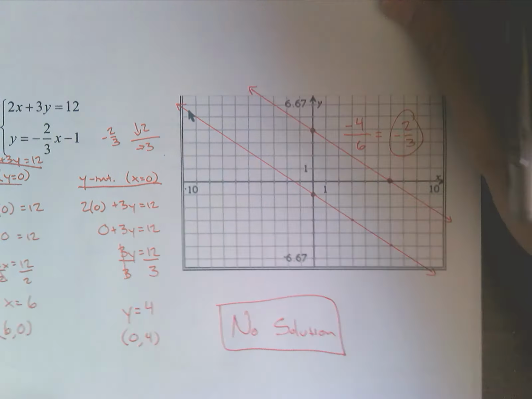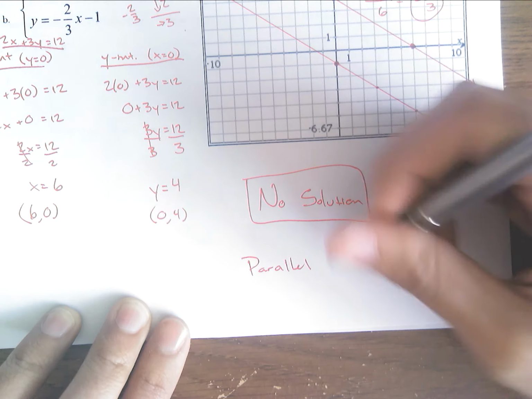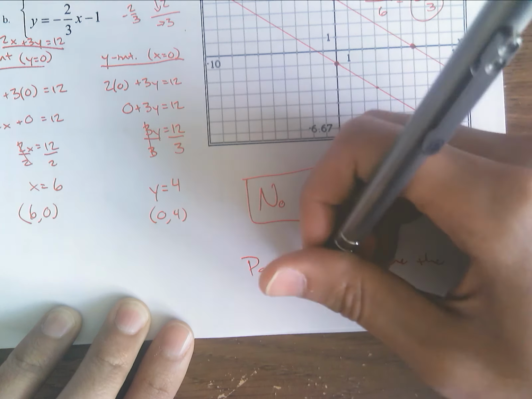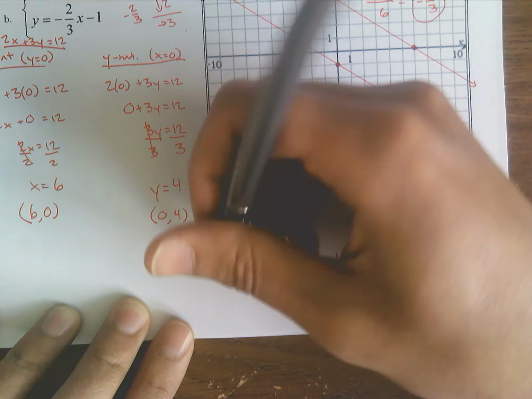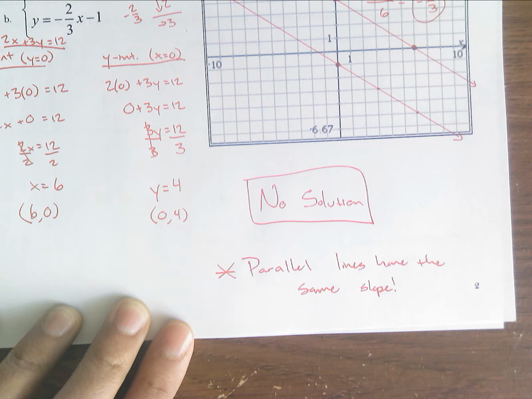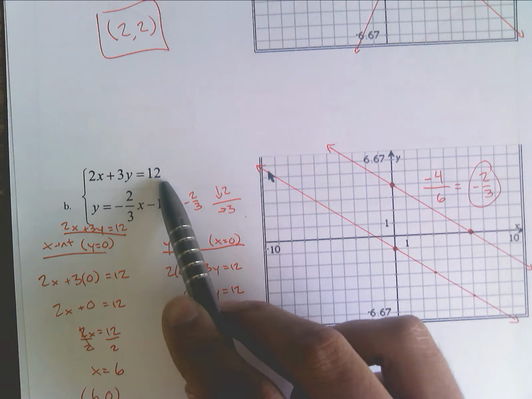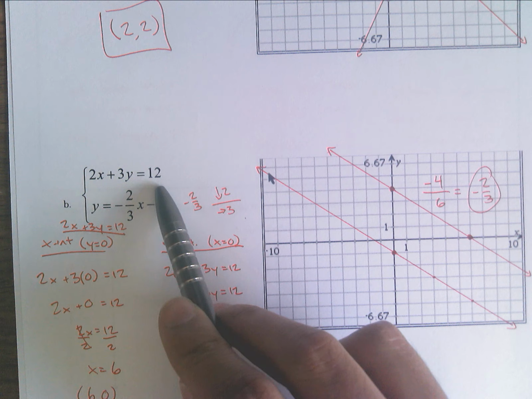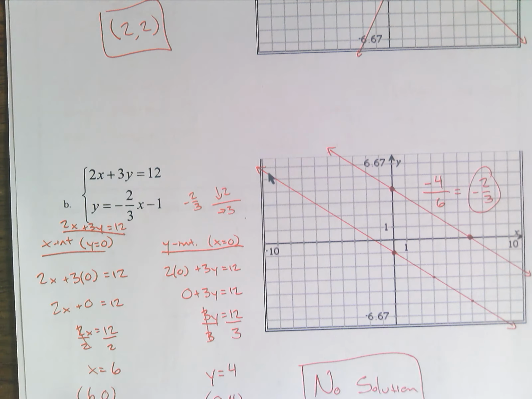So one quick thing that I want to add here at the end is that these 2 lines are parallel. So parallel lines have the same slope. So you can put a star next to that, put exclamation marks. Parallel lines have the same slope. So if you were to change this equation into slope-intercept form, then you would see that they have the same slope, right? y equals mx plus b. And from the equations, you can tell that there's not going to be any solution because they have the same slope. They're parallel lines.